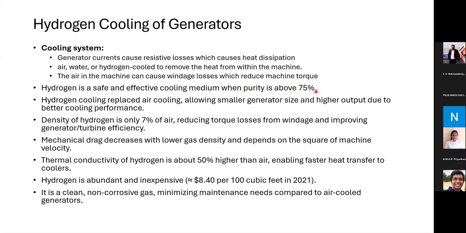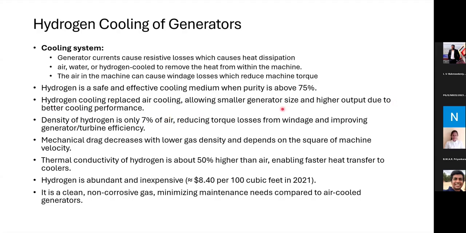That's important because if the purity is low, that means there could be high oxygen present with hydrogen, which is a fire hazard, or like it's really explosive. It is igniting explosively in the presence of oxygen. So it is important to have high purity hydrogen in the generator for cooling.